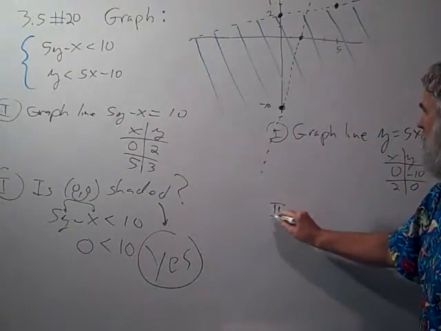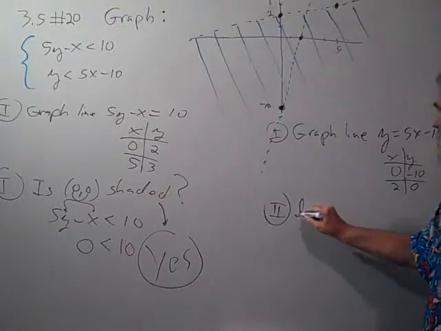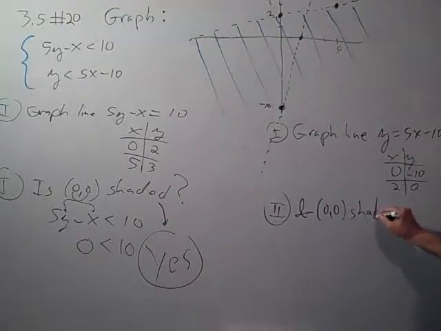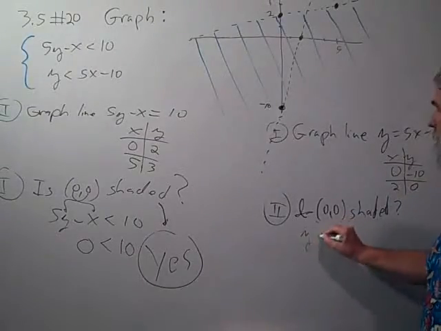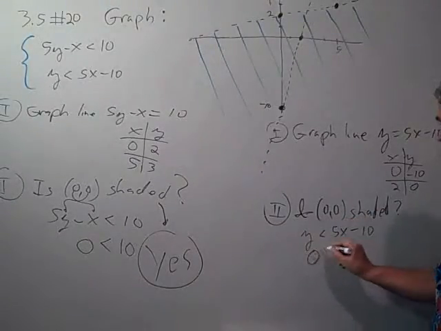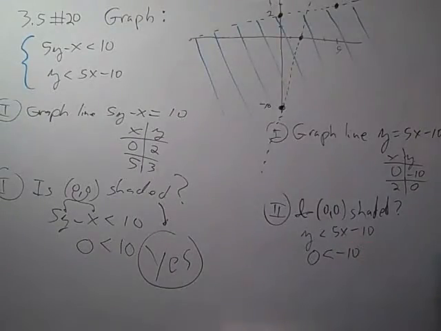So the second question we must answer here is, is the origin shaded for this inequality? The inequality is y less than 5x minus 10. So if we plug in x equals 0 and y equals 0 here, we have 0 is less than negative 10. 0 is bigger than negative 10. This is no. This is false. So the answer to this question is no.